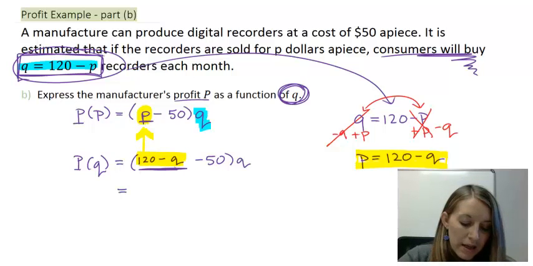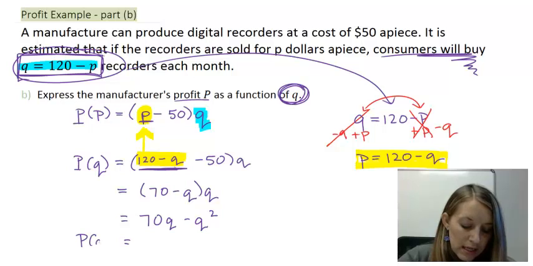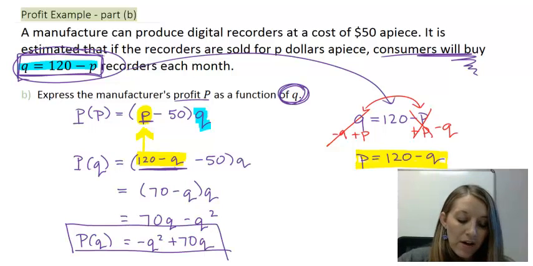So simplifying this, my 120 minus 50 gives me a 70 minus Q. And if I multiply that by Q, that gives me 70Q minus Q squared. Or if you like to put it in descending order, that would give me negative Q squared plus 70Q. And so there we have our profit function of Q, meaning all of the variables in my equation are Q variables.